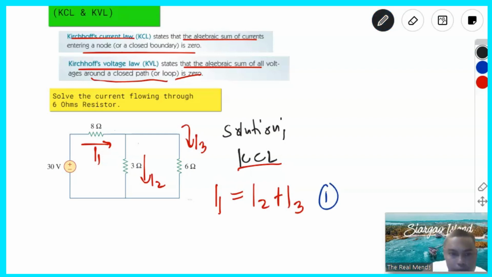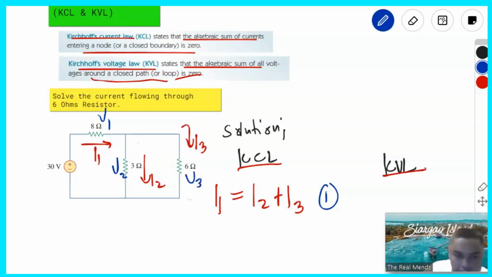Next is by KVL. It states again that the algebraic sum of all voltage around a closed path or loop is 0. So we can assume that the voltage for the 8 ohms, we call that V1. The voltage for the 3 ohms, we call it V2. And the voltage for 6 ohms, that is V3.